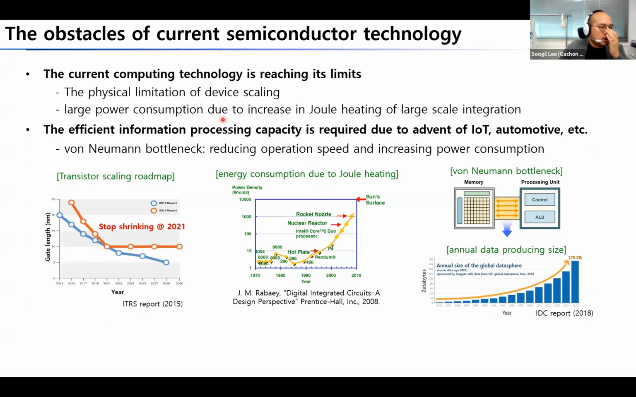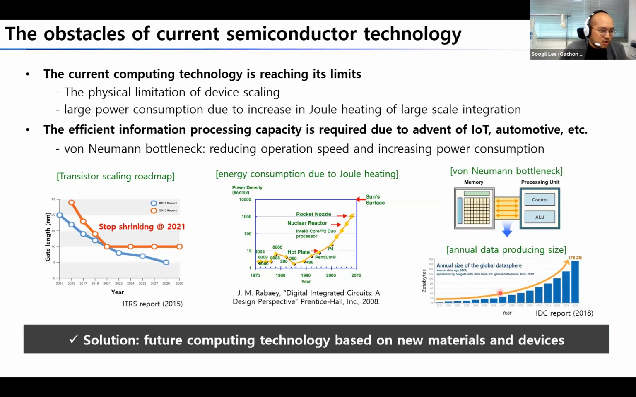As you already know, the conventional computer is now facing big challenges. For example, it is reaching the scaling limit and increasing power consumption due to Joule heating. Also, it is facing the von Neumann bottleneck because the data transfer speed between CPU and memory is much lower than the operation speed of the CPU. So the conventional computer is not suitable to handle big data in this data-increasing era. How to overcome this challenge? The solution is the development of future computing technology based on new materials and devices.